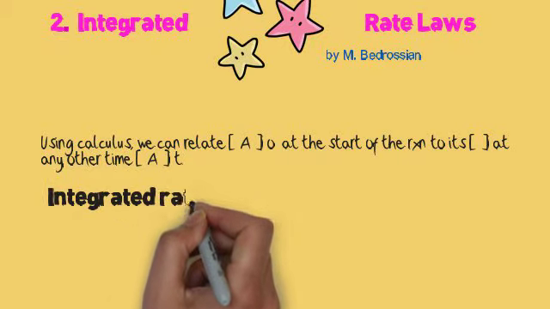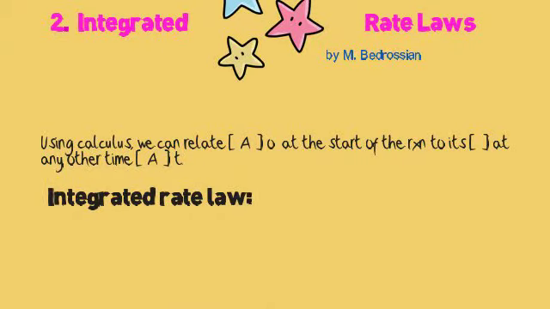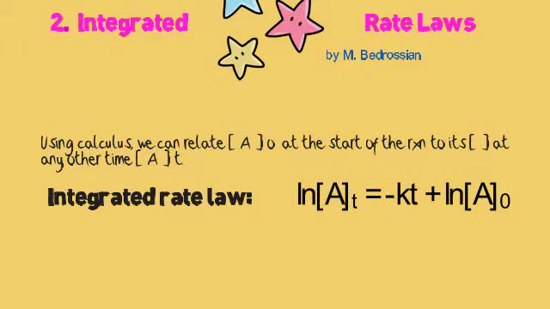So the integrated rate law is expressed as follows. Natural log of A at a particular time equals negative kt plus natural log of A initially. The 0 means initially or at the start, when the concentration of A is at its maximum. We can express that in another way. This is the way that we usually use it in an equation. So take a look at that, and make sure that you learn that.